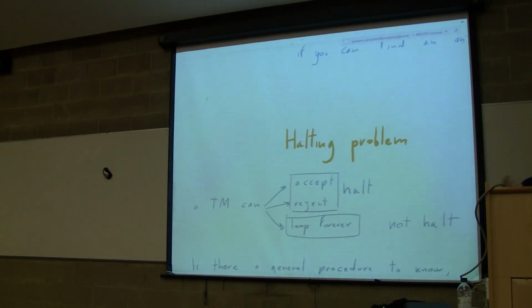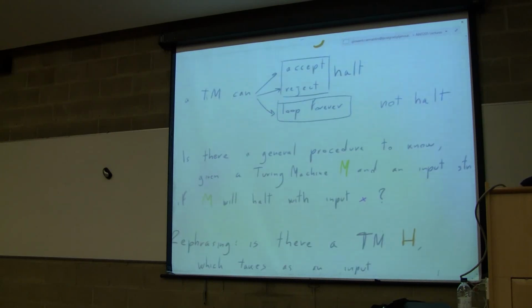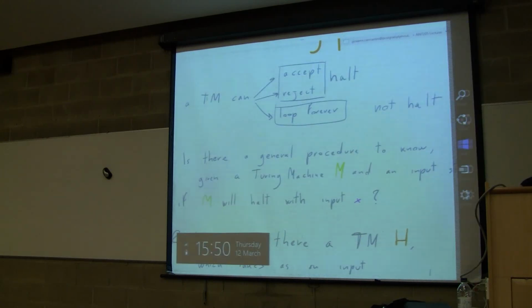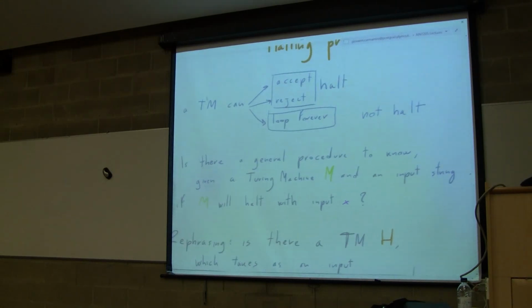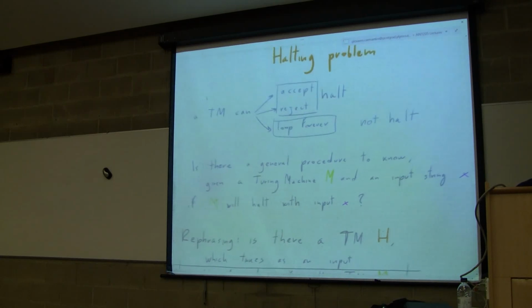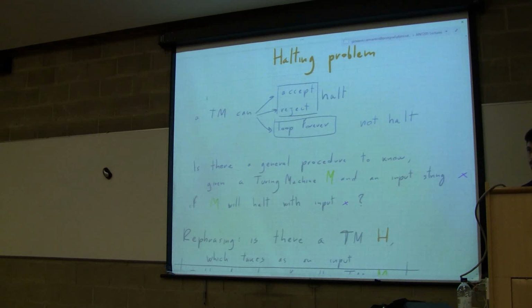So, a way to rephrase the problem from before: is there a general procedure to know, given a Turing machine M and an input string X, if M will halt with input X? We will answer that in the next hour, so do a 10 minutes break.